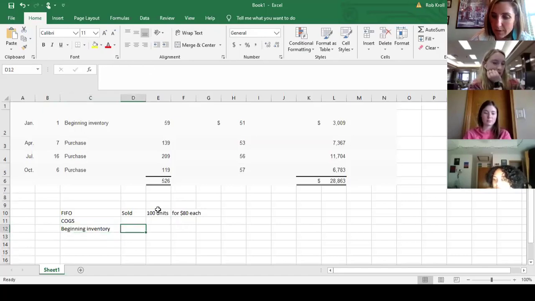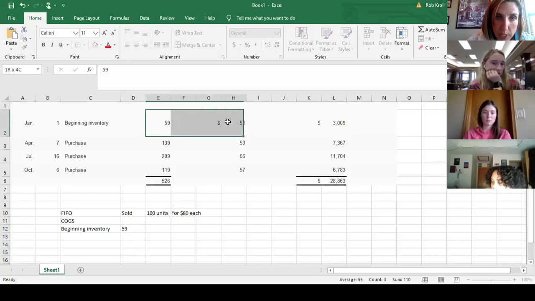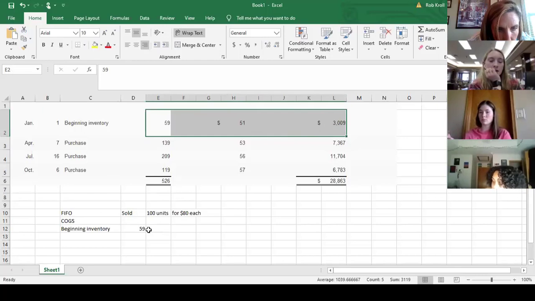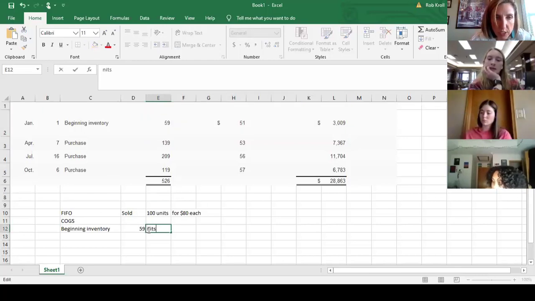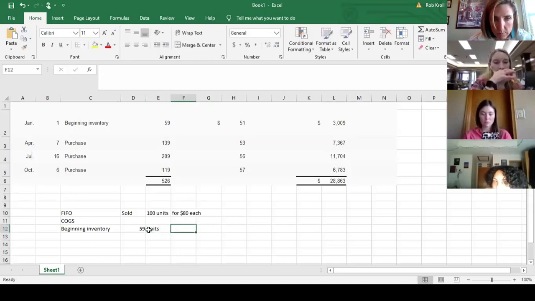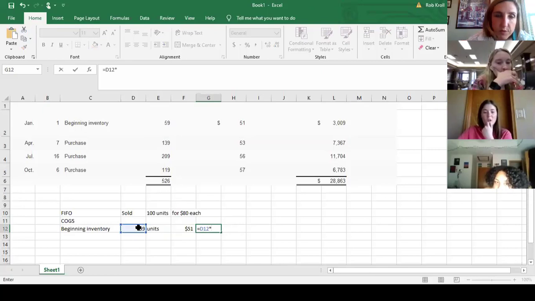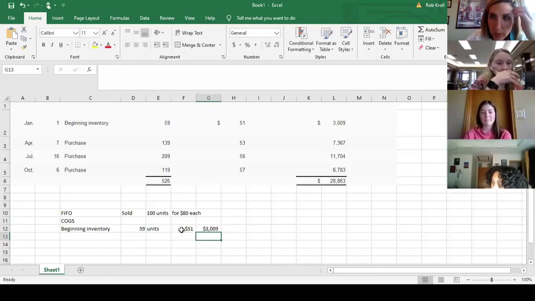Beginning inventory. I'm going to take these 59 units and multiply them by 51. I know it would equal that number because it's already in my chart, but I'm going to start my calculation for cost of goods sold with the beginning inventory. I'm going to start at the first of the column, and each of those cost me $51. So I would really say my cost of goods sold is 59 times 51. But I'm not done with my calculation because I have to account for how many units got sold.